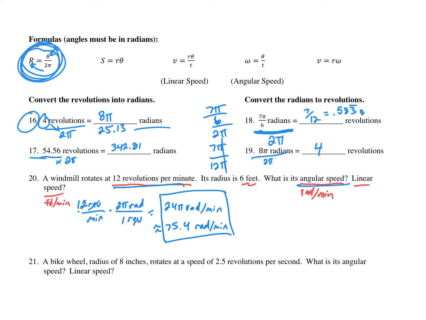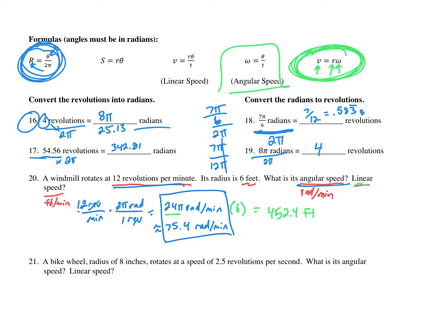Now we want to convert this into a linear speed, which is feet per minute. Well, this goes back to our V equals R omega formula in that top row up here. This V is our linear speed, which is what we're trying to find. To find it, we need to take the radius times omega, which is the angular speed. We have the angular speed, the 24 pi. Let's multiply that by our radius of 6. So 24 pi times 6 gives us 452.4 feet per minute.